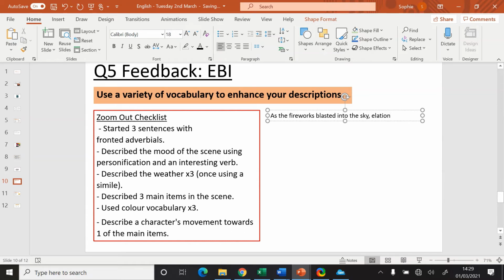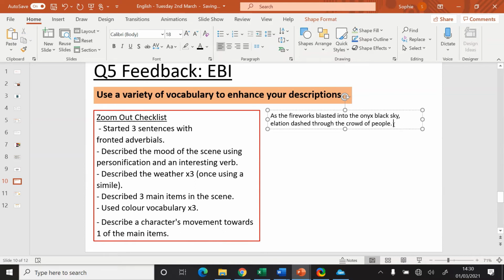I'm going to say elation. I'm not going to say spread. I was going to say spread, but I don't actually like that. I'm going to say, elation dashed through the crowd of people. So the personification of the elation dashing. And now at this point, I'd ask myself, can I include any sensory vocab or colour vocab here? And I think I could by describing the sky as onyx black. So I'm adding that in there.